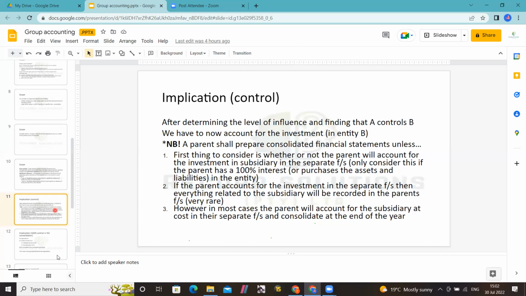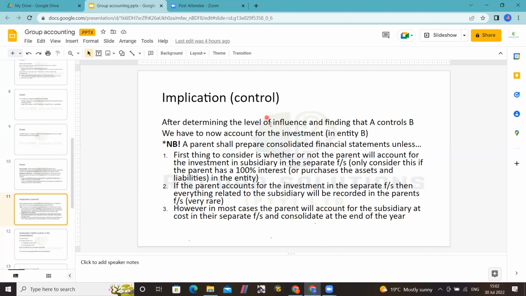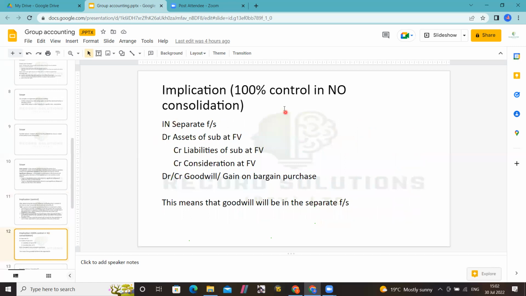And now I'm gonna come to the next one. So here, when you have control, so 100% control, but there's no consolidation, right? So you have this 100% control, and maybe they told you that you bought assets and liabilities, or it was 100% shares, and they chose not to consolidate. So firstly, what does the business combination standard, IFRS 3, say? It says you are going to firstly record the net identifiable assets and liabilities at fair value. That's what you're gonna do here in the journal entry, and you're gonna do it at acquisition, right?